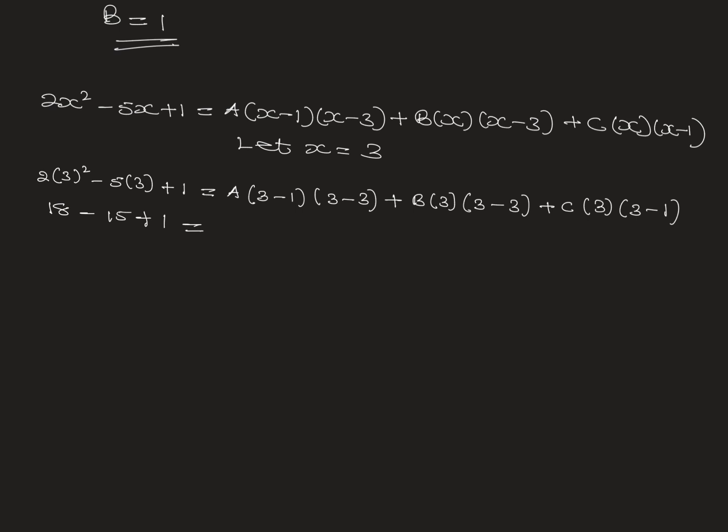We're going to have c into 3. 3 minus 1 is 2. So that will be 2. So 18 minus 15 plus 1 gives 4. This is equal to 3 times 2 is 6. So that will be 6c.